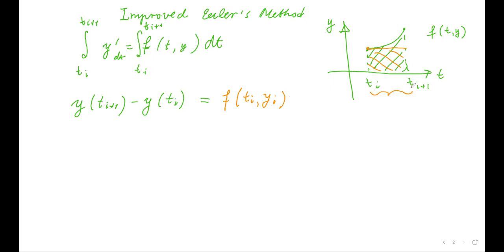Multiplied by the size of a step. I'm going to call it h, but you can always write down t i plus 1 minus t i. And that's going to be what? Our Euler's method, actually. If you move this one over here, you are going to get y on the step t i plus 1 is going to be equal to y on the step t i plus f of t i, y i, multiplied by h. That's Euler's formula.